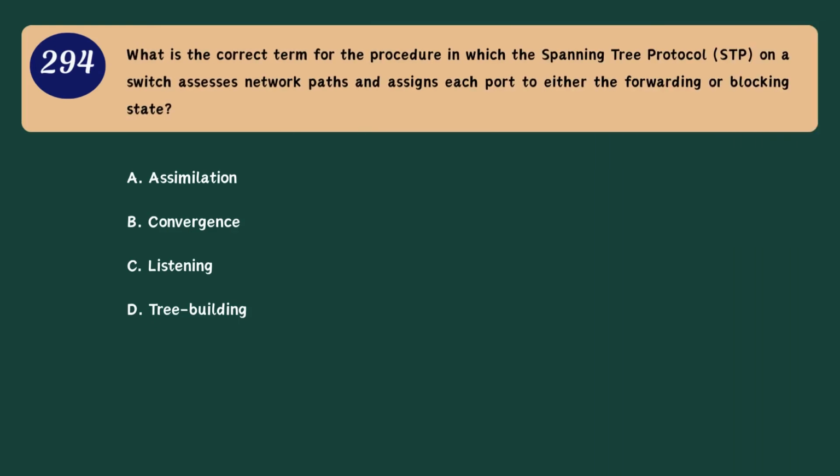Question 294. What is the correct term for the procedure in which the spanning tree protocol on a switch assesses network paths and assigns each port to either the forwarding or blocking state? A. Assimilation. B. Convergence. C. Listening. D. Tree building.